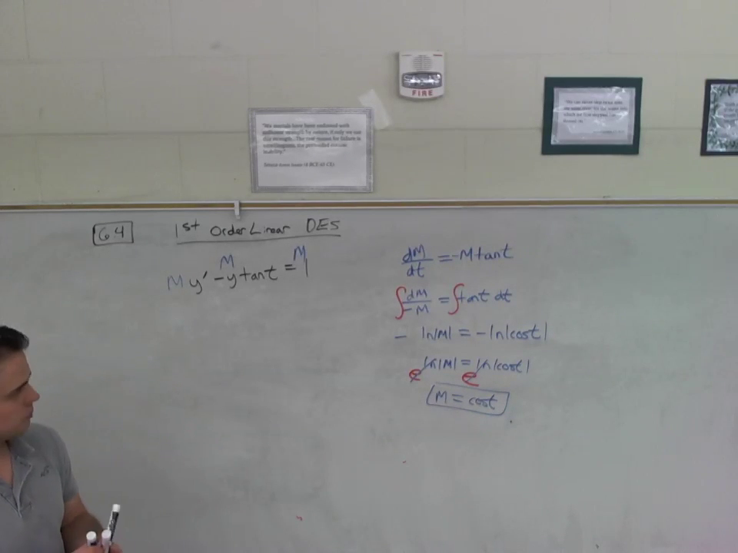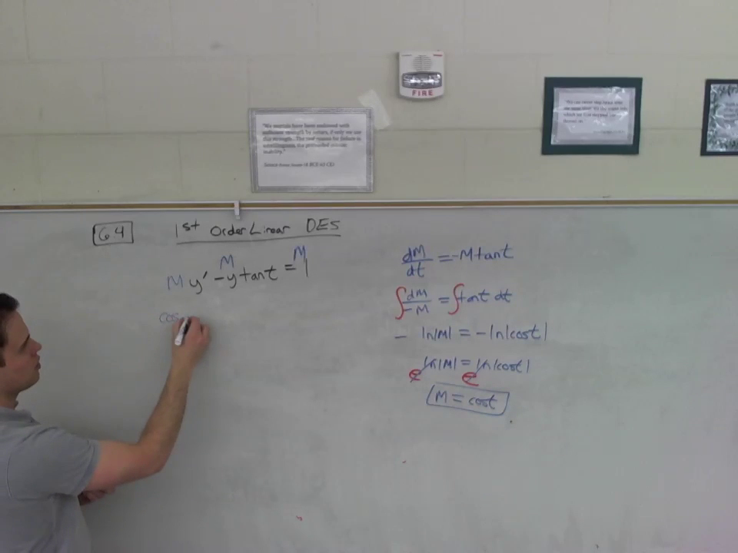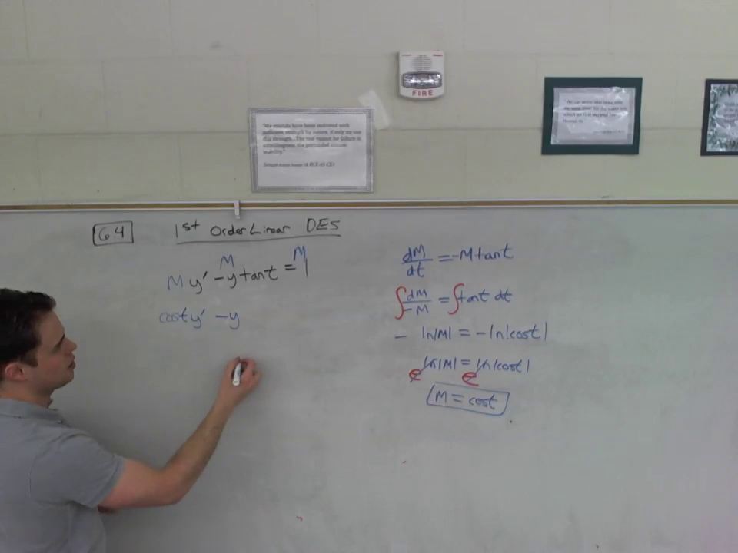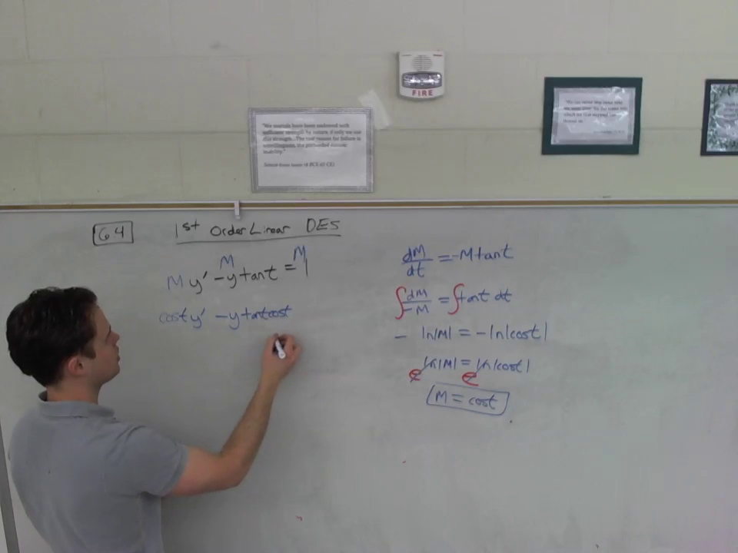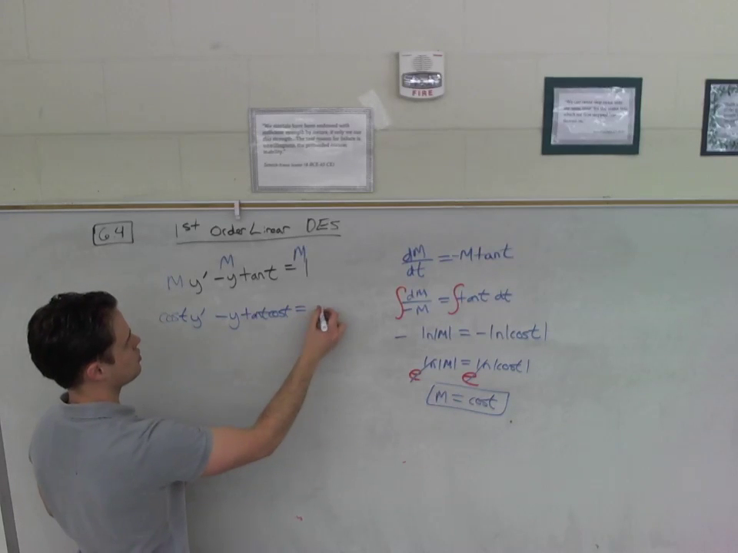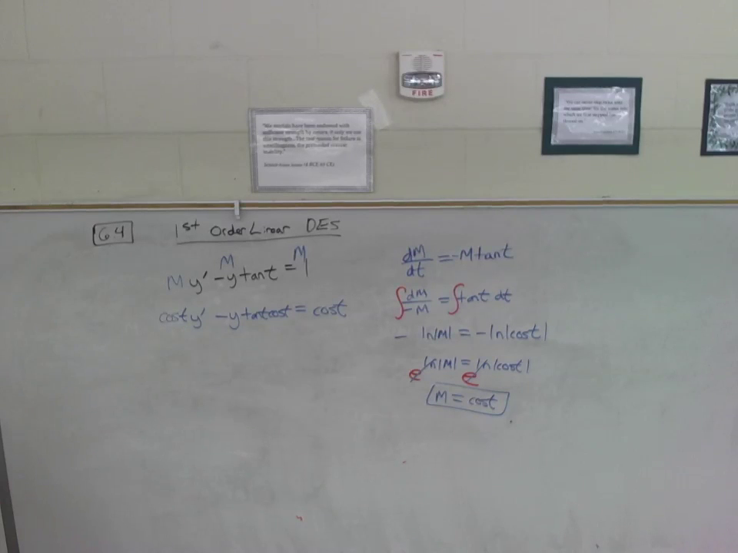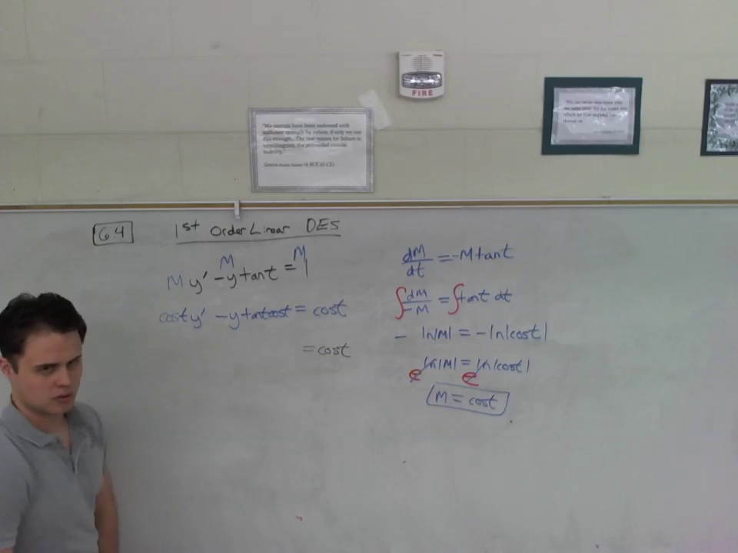Now we're going to put it in. Not fortuitous. So we're going to say cosine t y prime minus y tangent t cosine t equals cosine t, times the constant. Okay, what's the next step?